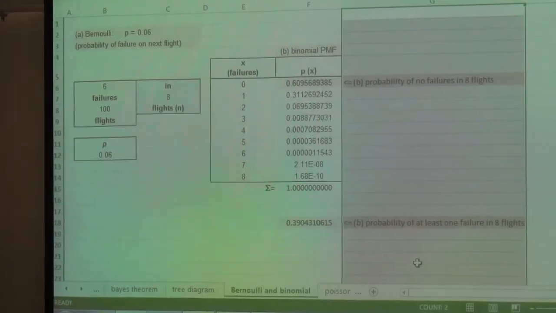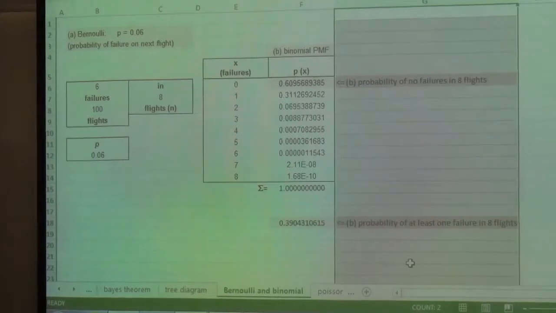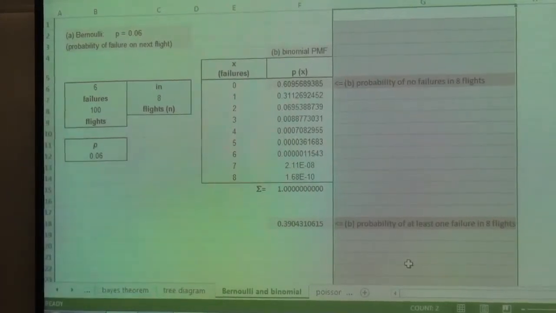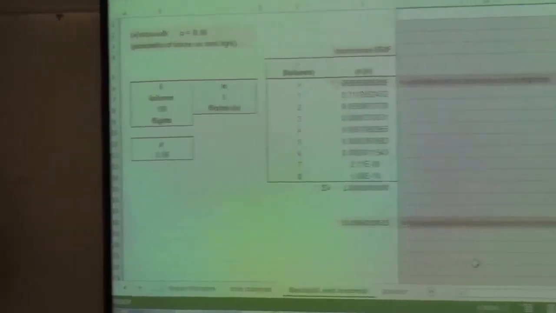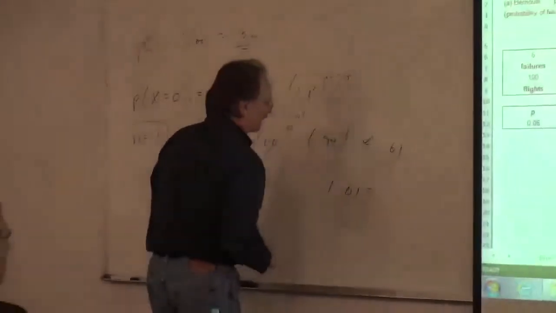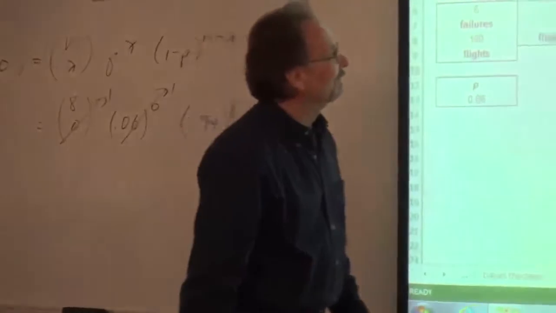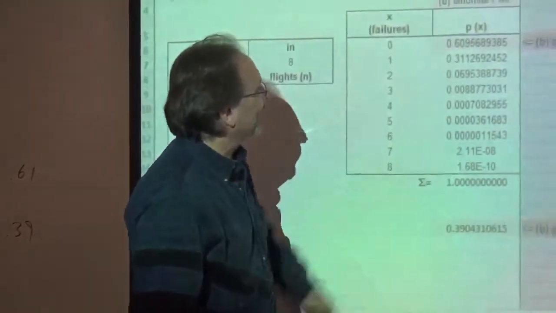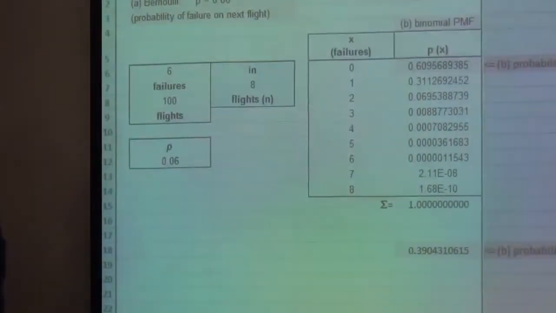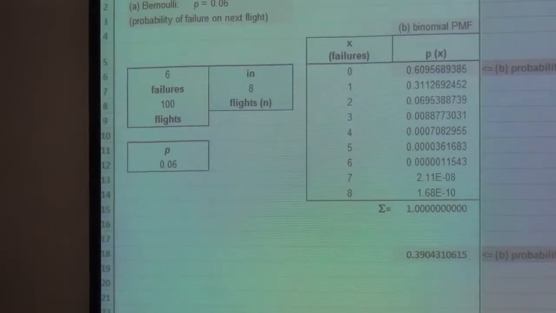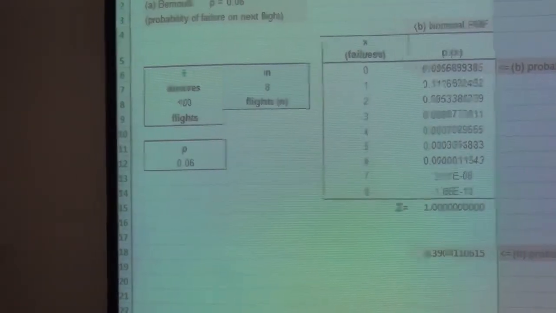And then finally, the probability of at least 1 failure. Since you've already calculated this, it's 1 minus 0.61 essentially, or 0.39. Or you can brute force it and do all the other cases and add them up. But it's a complement of that. So on the exam, I wouldn't do that. I'd just do 1 minus what you already found.